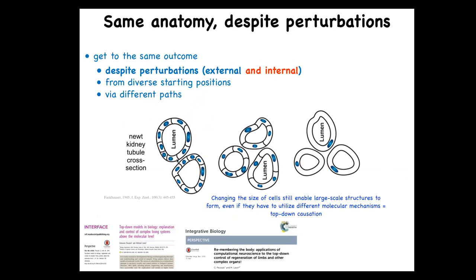So this here is a cross section of a kidney tubule in a newt. This was discovered in 1945. Normally there are about 8 to 10 cells that work together to build this kind of tubule with a lumen in the middle. One thing you can do to these early embryos is make sure that the early cell has multiple copies of the genome. So instead of 2N, you can have 4N, 5N, 6N, and so on newts.